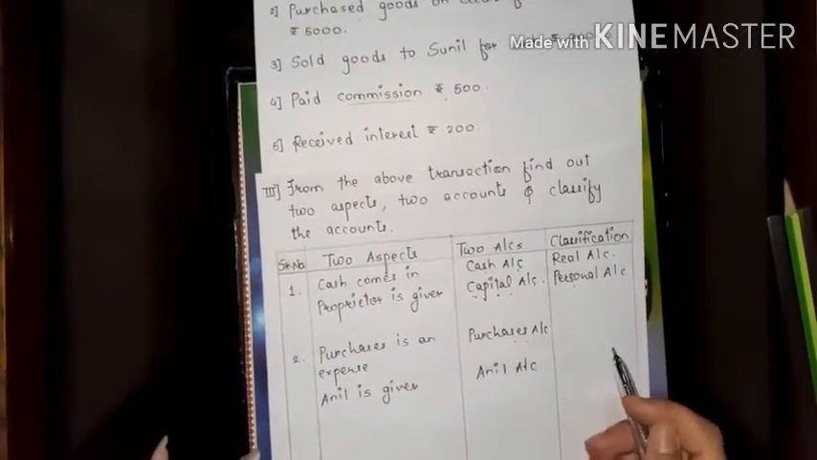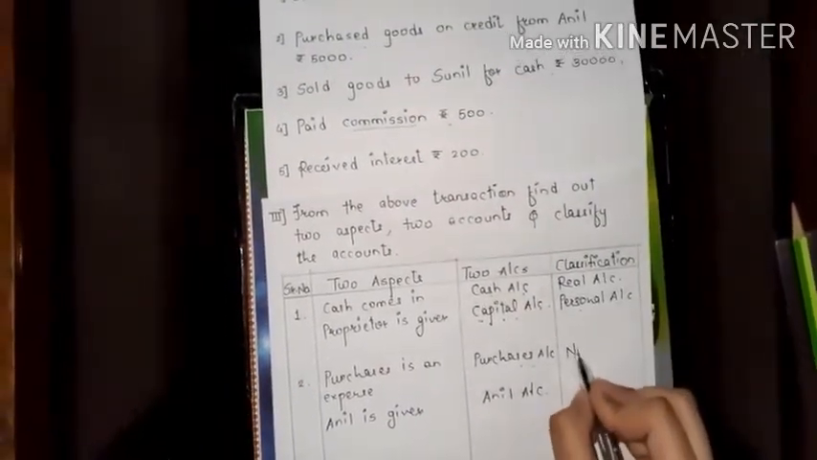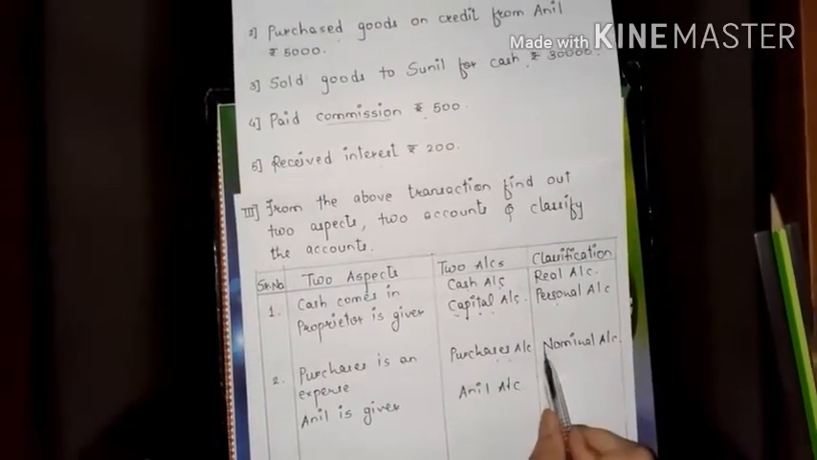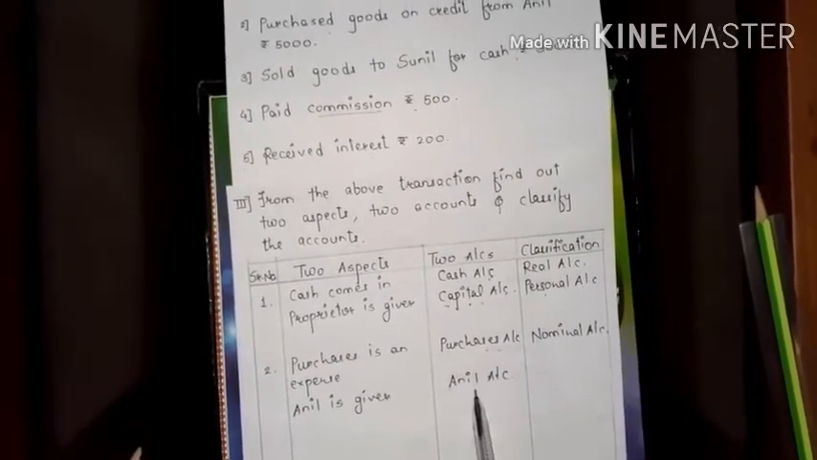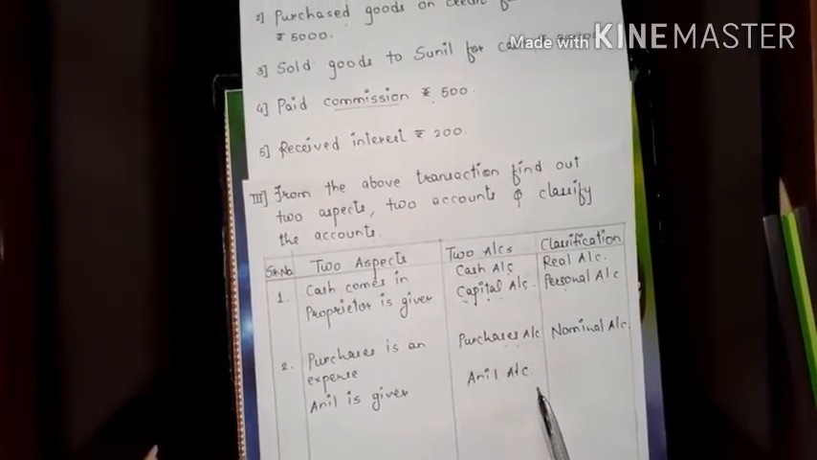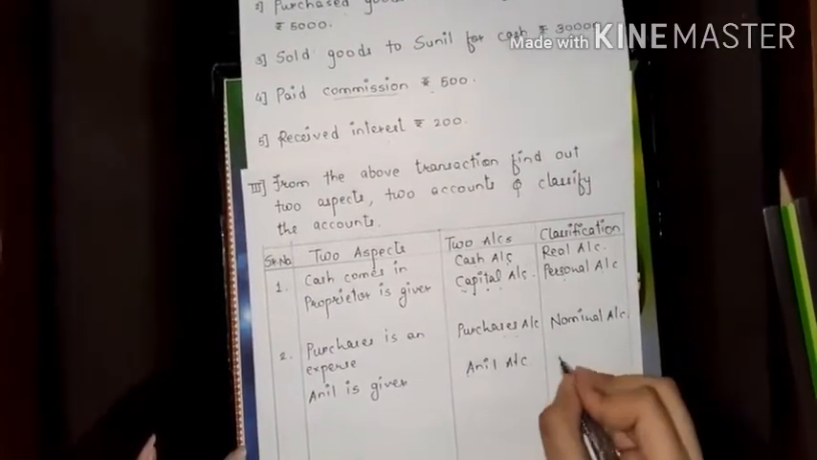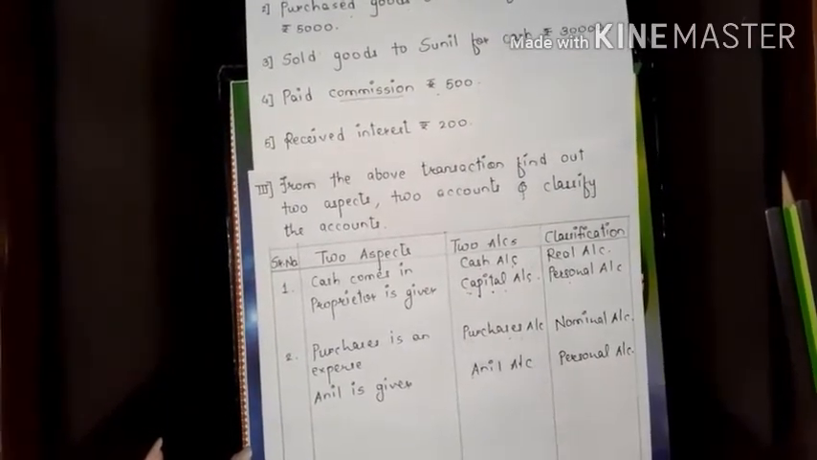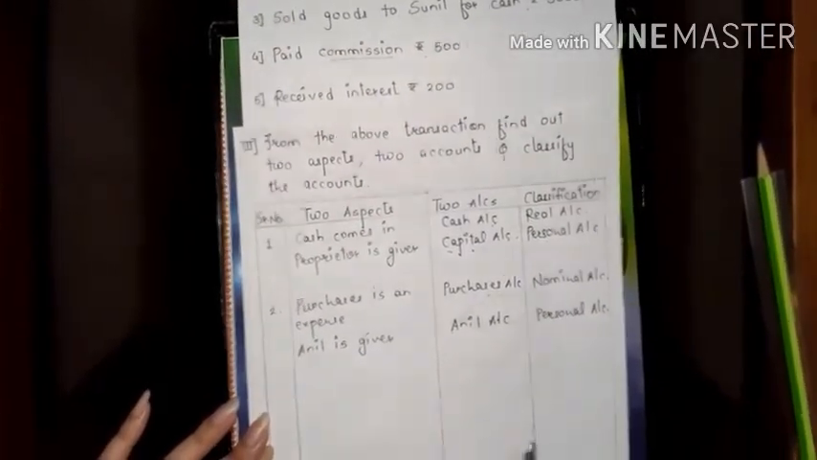Debit all expenses and losses, credit all incomes and gains. So this will appear in nominal account, as this is our expense, this is our loss, that is why it will appear in nominal account. Now Anil account, this is a natural person. We have already learned in our chart classification of accounts. Anil account, Ram account, all these are natural persons. They appear in personal account. So he is a personal account, as he is a natural human being. I hope you understood these two accounts and two classifications.